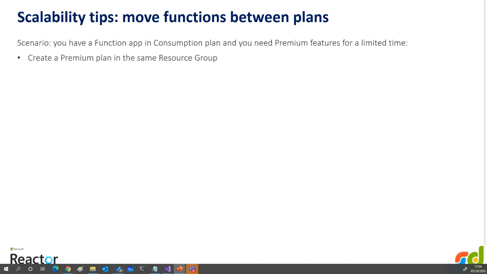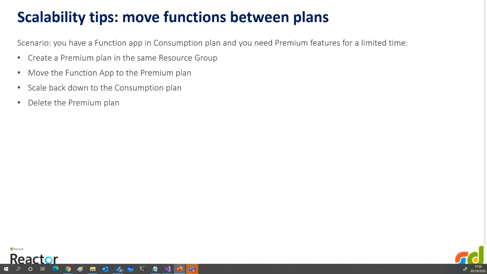To do that, you need to create a premium plan in the same resource group where you have the consumption plan, so where you have your functions. Move the function up to this premium plan, scale back down to the consumption plan when all is finished, and then delete this premium plan, because as said before, a premium plan means that you have a small fixed price cost every time, because it's the service that keeps your function warm.